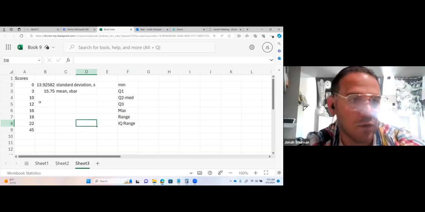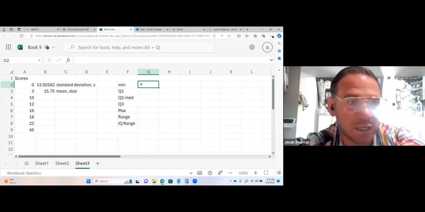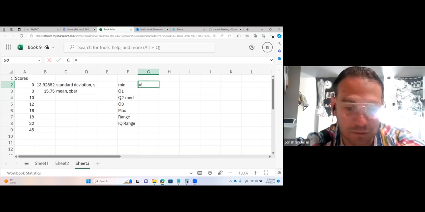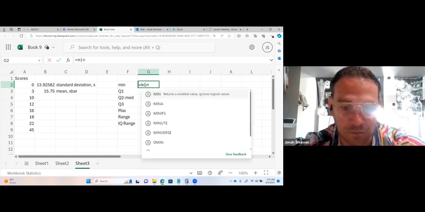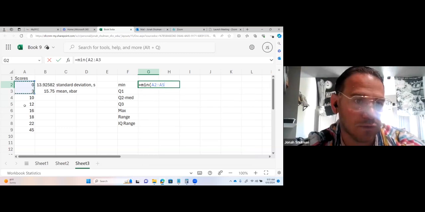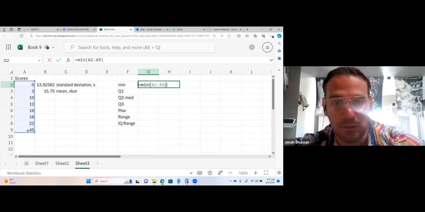Okay, so here we go. The minimum. Now, we barely have any numbers, so we know it's 0, but we can literally do equals minimum, and it does it for us. Isn't that nice? There's the minimum.